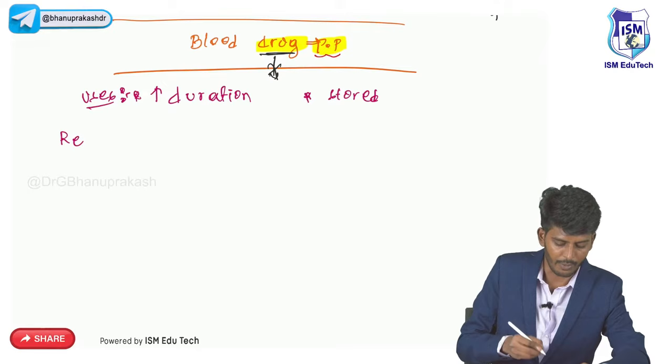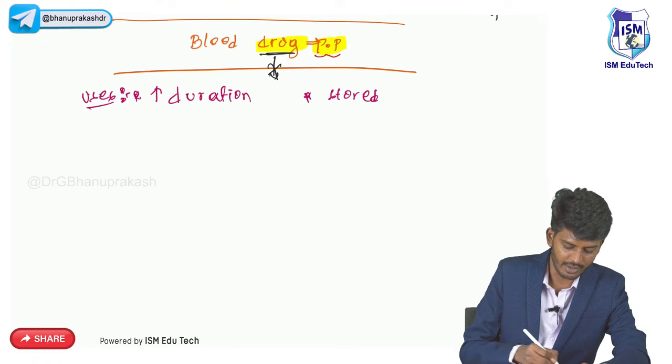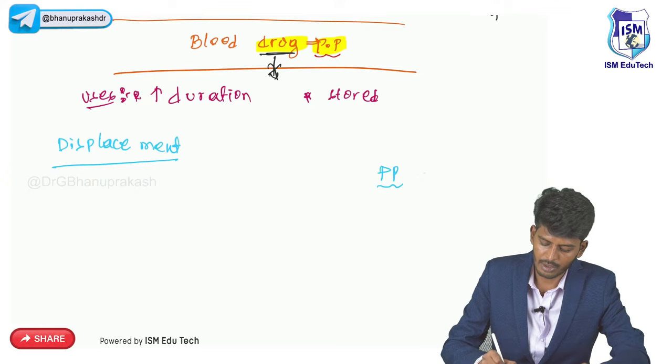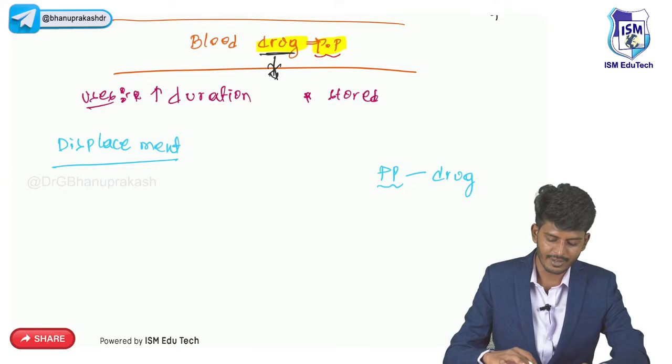That is called one of the most interesting concepts: displacement. What is displacement? Now, I told you, there is a plasma protein. This is a beautiful girl. She was bound to a drug. Now, what I'll do is send in one more handsome guy here. So, there is a new drug.